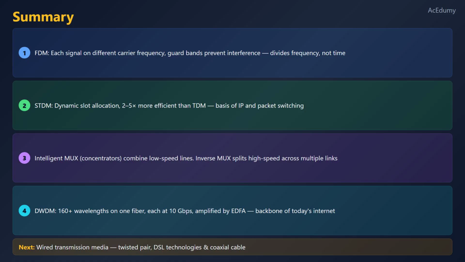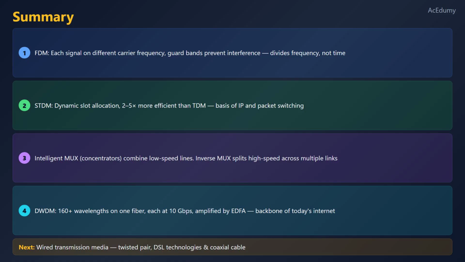Let us review. FDM, frequency division multiplexing, assigns each signal a different carrier frequency with guard bands preventing interference. STDM, statistical time division multiplexing, dynamically allocates slots for 2 to 5 times the efficiency of regular TDM and forms the basis of IP and packet switching. Intelligent multiplexers concentrate many low-speed lines onto one high-speed link. Inverse multiplexers split a high-speed stream across multiple low-speed links.